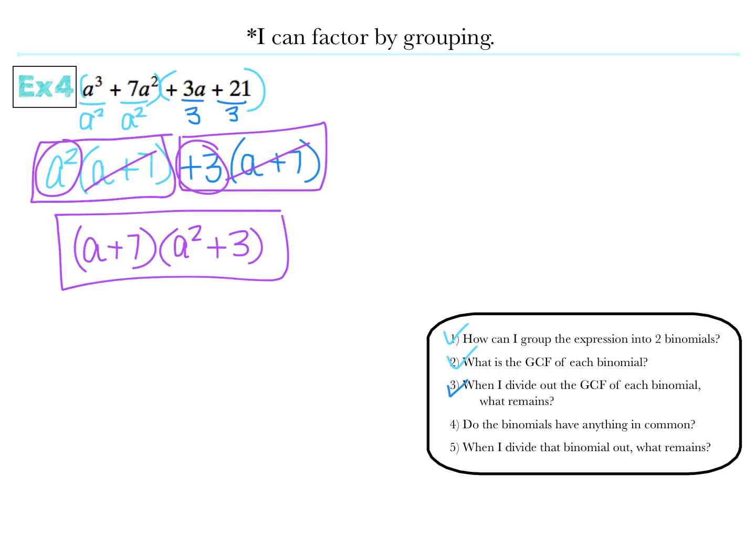One more thing that I want to bring up is that multiplication is commutative, so the order doesn't matter. So you might also see this answer if you got a squared plus 3 times a plus 7. Those mean the same thing. So as long as the binomials are paired correctly, the order that I put them in doesn't matter. So just keep that in mind.